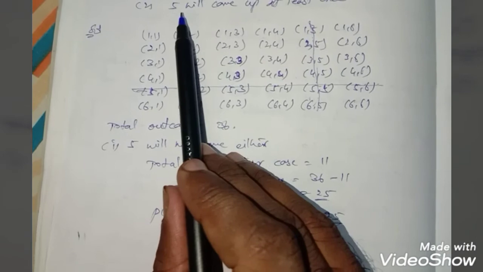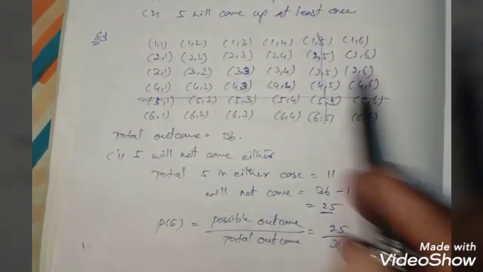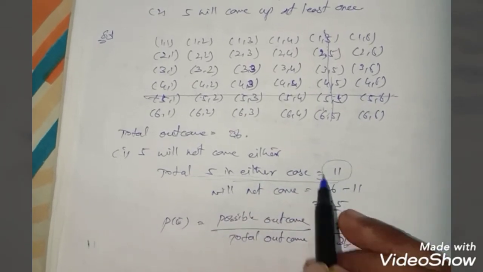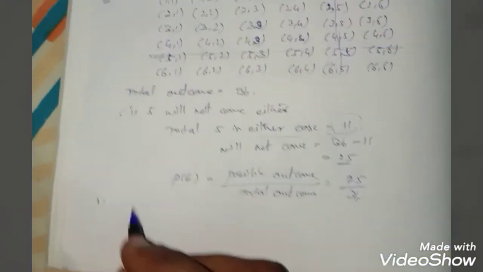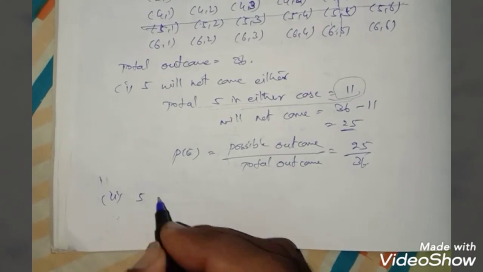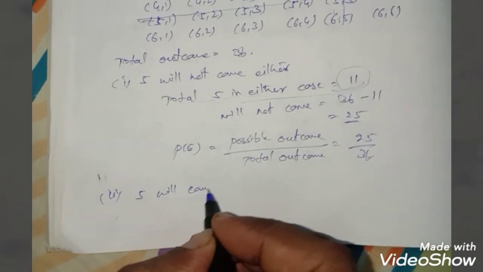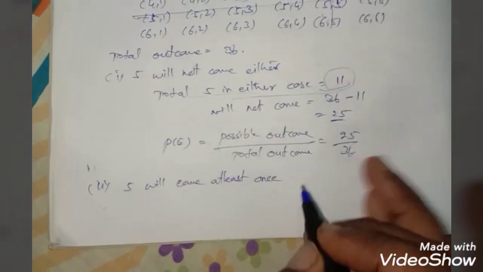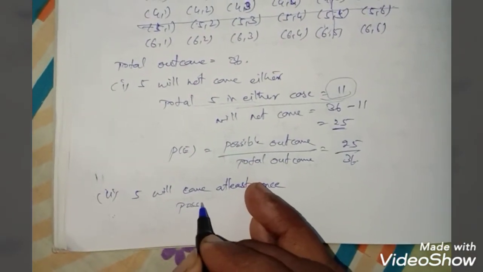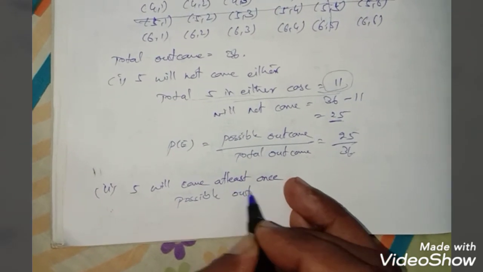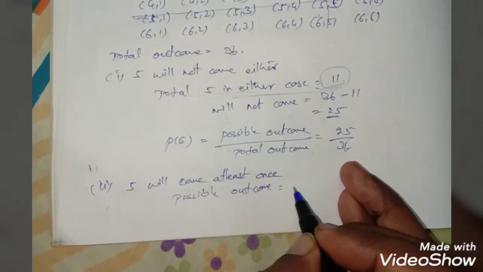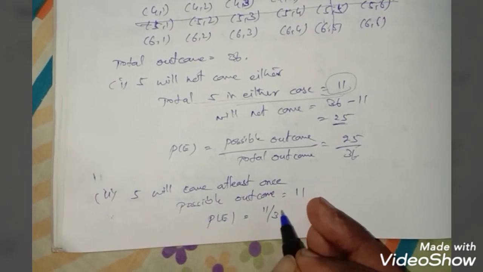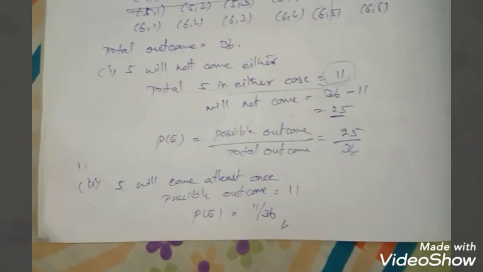Next, what they have asked: 5 will come at least once. Already we have mentioned here that the number of cases where 5 will come is 11. So in this second one, 5 will come at least once, so the possible outcome is given as 11. So the probability of the event is 11 divided by 36, right? Like this you are finding your answers.